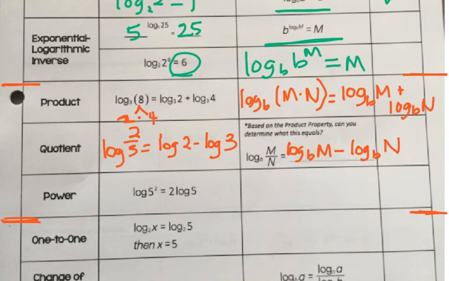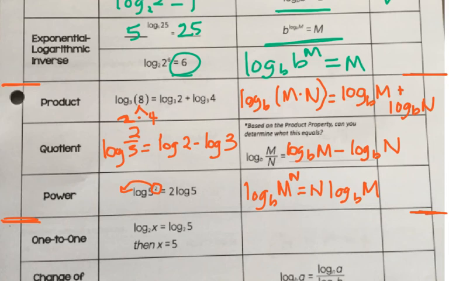And last we have the power rule. When you have your exponent up here, the power comes down to the front and it just multiplies the basic log. So you see log of 5 squared becomes 2 log 5. And here's the rule. Log base b of m raised to the n power is equal to n in front times log base b of m.